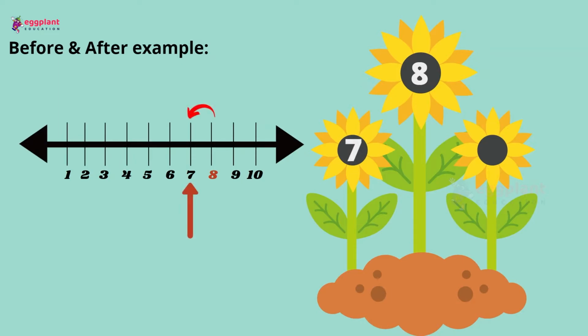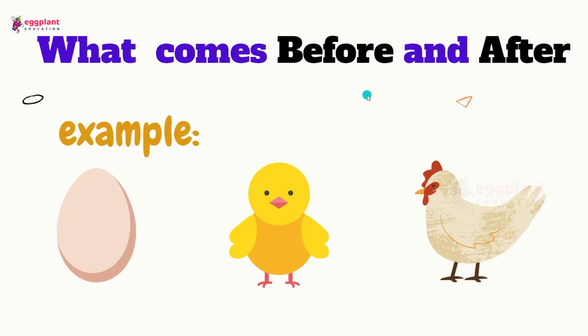What is the before number? Yes, before 8 is 7. And what comes after 8? After 8 is always greater than the given number. Yes, so the number 9. So the given number is 8, before is 7 and after number is 9. Now let's see another example. What comes before and after? You all can see here, yeah?